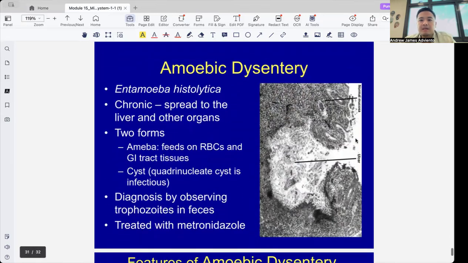Next is amoebic dysentery. It is especially dangerous for immunocompromised individuals, but it can also spread beyond the intestines to the liver, causing serious complications. And by the way, this is caused by Entamoeba histolytica.